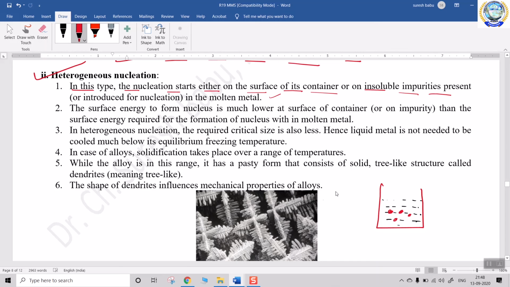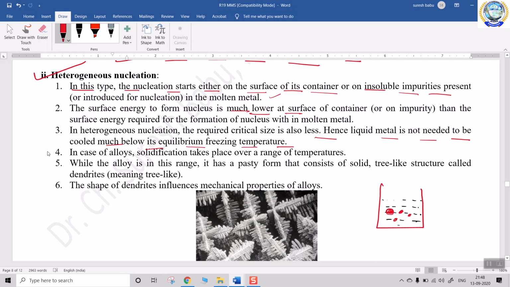So there is no need for this to create a nucleus on its own. That means the formation of a nucleus upon the surface is very easy. Why? Because it requires much lower energy. Okay, in heterogeneous nucleation, the required critical size is also less. Hence, liquid metal does not need to be cooled much below its equilibrium or freezing temperature.